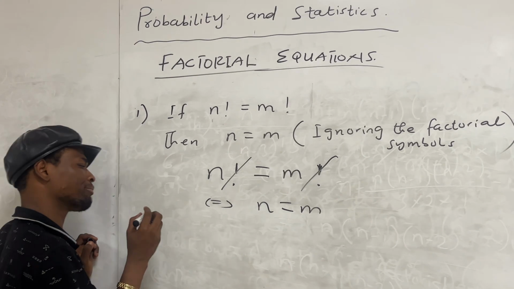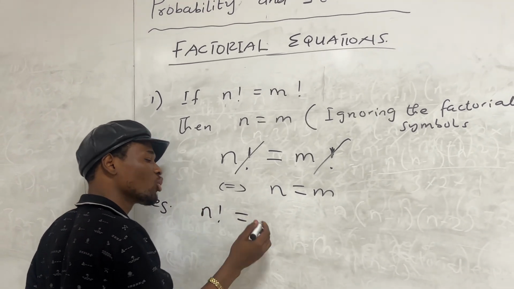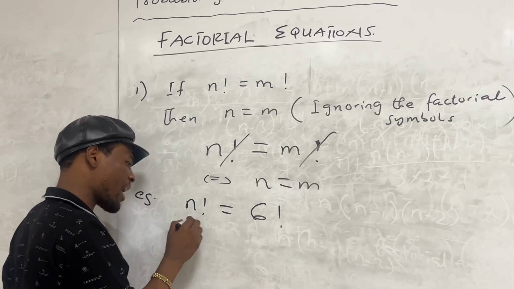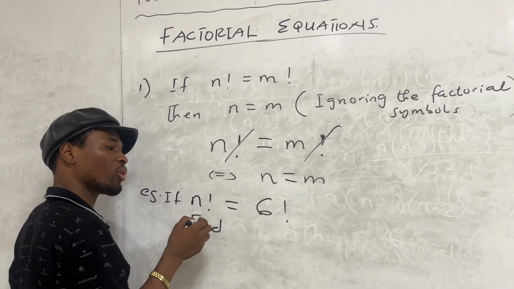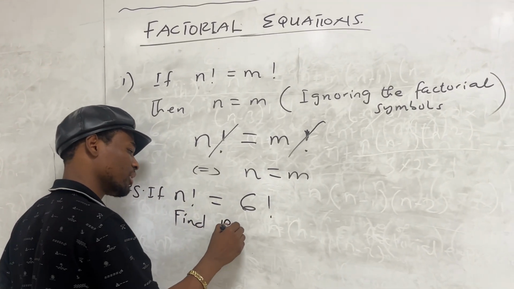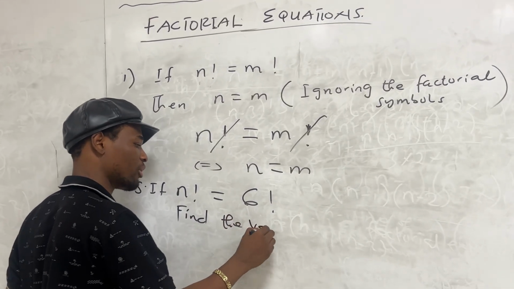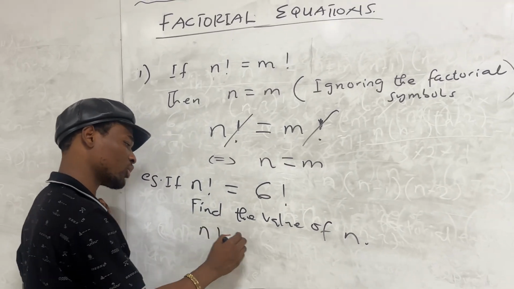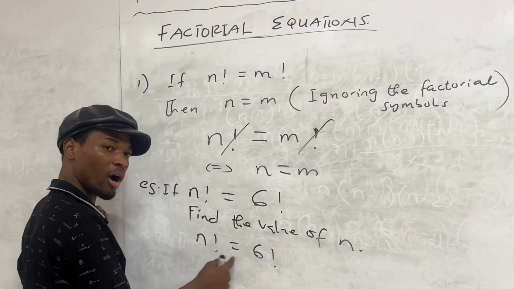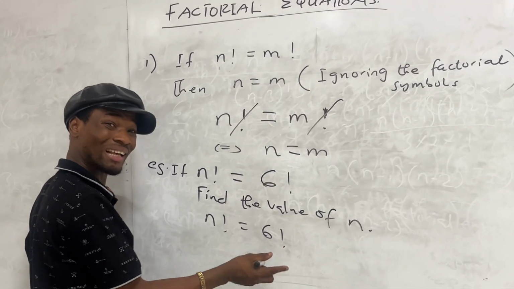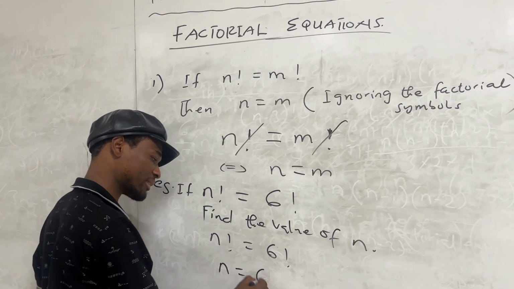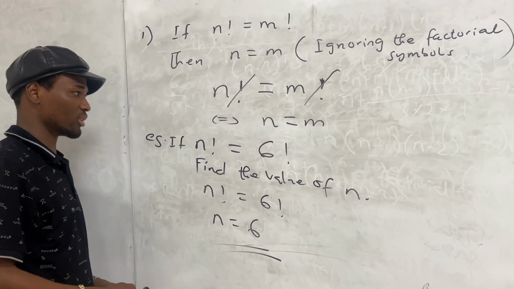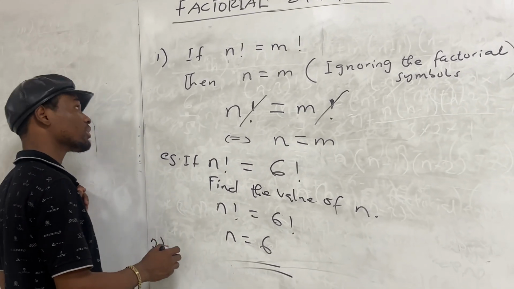Example: if I have n factorial being equal to, let's say, 6 factorial, find the value of n. This is very simple. I have n factorial is equal to 6 factorial. Since you have the factorial sign on both sides, they will cancel out, so n is equal to 6. As simple as that. You don't even need to work out anything for this.